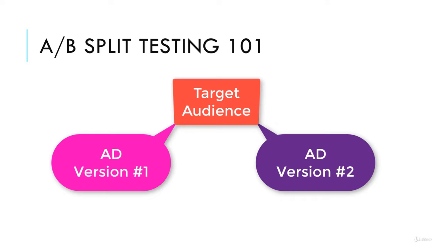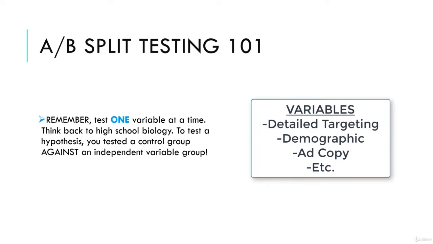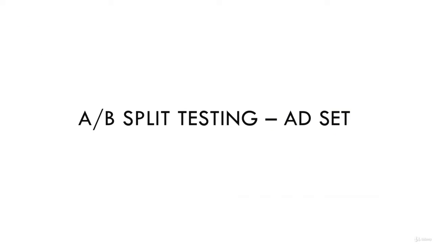Advertisers use split testing to interpret how changes in different variables might impact their ad success. Remember, test one variable at a time. Think back to your high school biology class. To test a hypothesis, you tested a control group against an independent variable group. So first, let's look at A/B split testing at the ad set level.